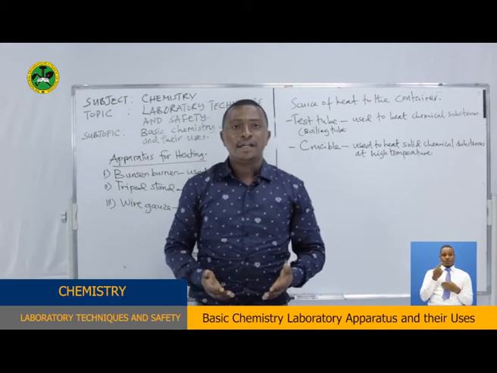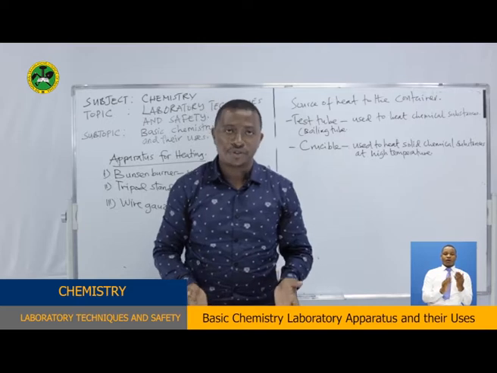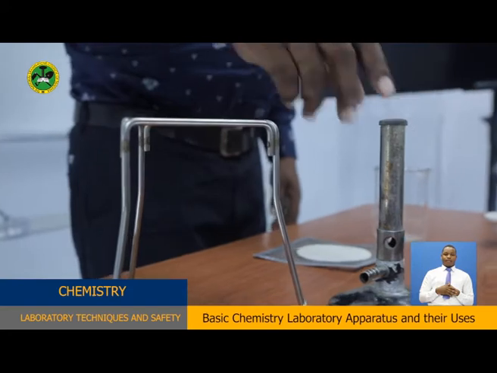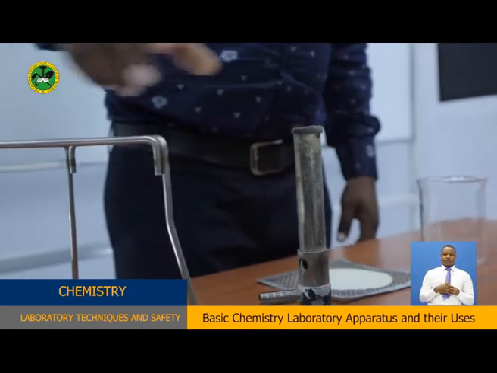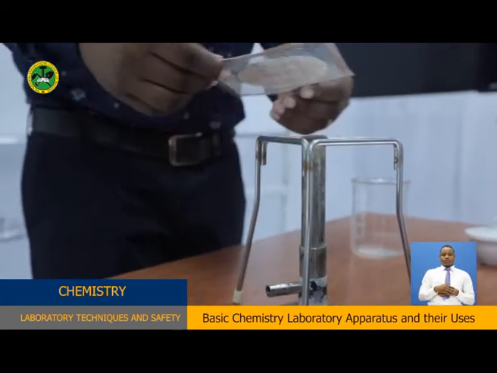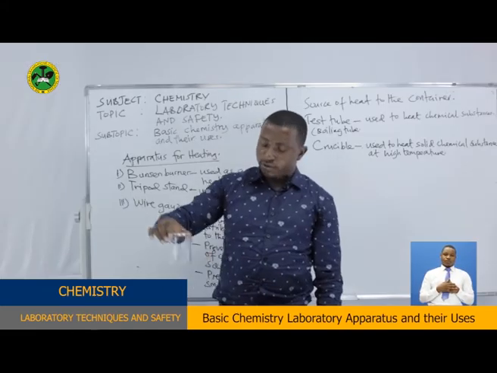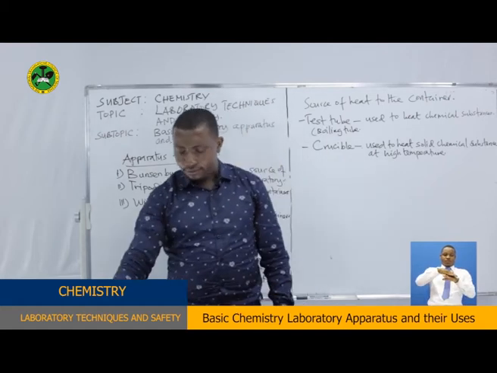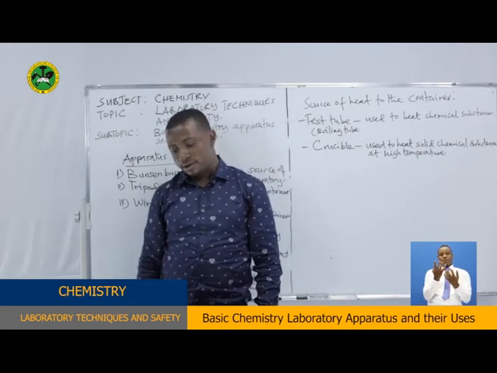Now, let us see a simple setup on how these apparatuses can be used. This is the setup. You can see this is the Bunsen burner, which acts as the source of heat. This is the tripod stand for supporting containers, and this is the wire gauze. It's put on top of the tripod stand, and this is the container which is placed on top of the wire gauze, and then you put on your source of heat, and the substance starts boiling.